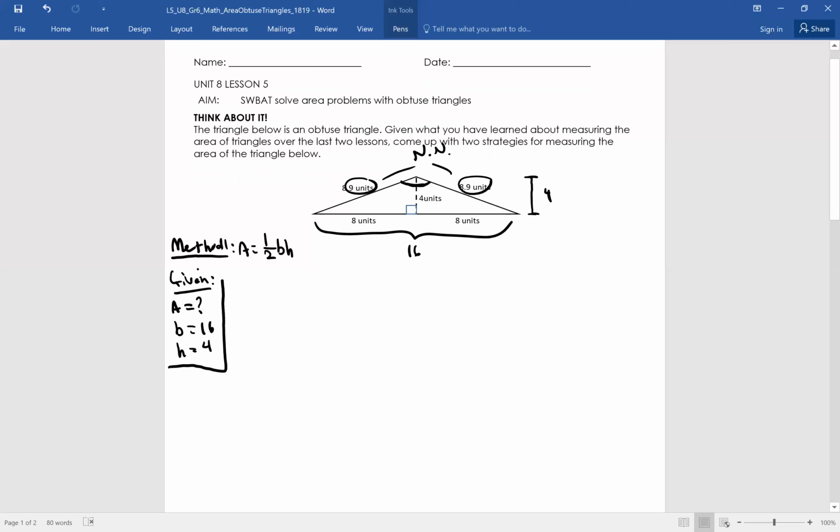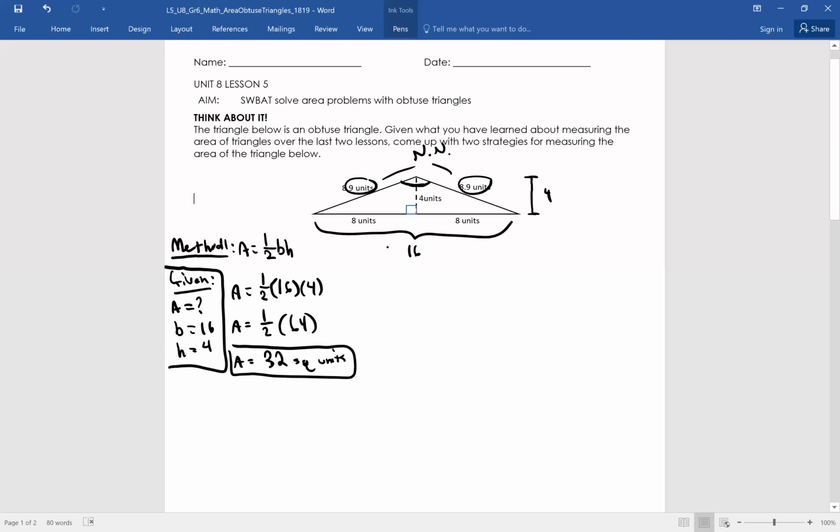So let's go ahead and use our substitution. So the base, we agreed that the base is 16 and the height is 4. So now I can rewrite this. That makes it 64, and half of 64 is 32 square units. And that was the first method.